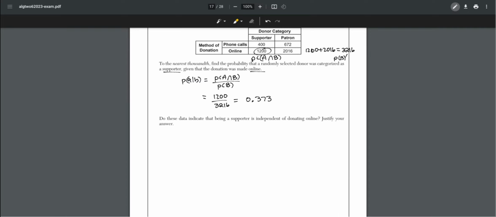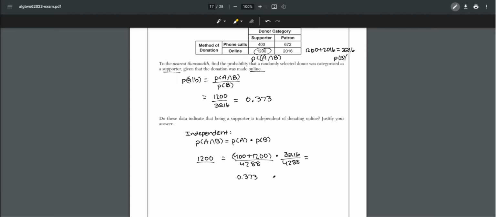Do these data indicate that being a supporter is independent of donating online? Justify your answer. So for independent events, the probability of A and B is equal to the probability of A times the probability of B. The probability of A is the number of supporters who donated, which is 1,600, over the total number of donations, 4,288, times the probability of B, which is the number of people who donated online, which is 3,216, over the total number of donations, 4,288.